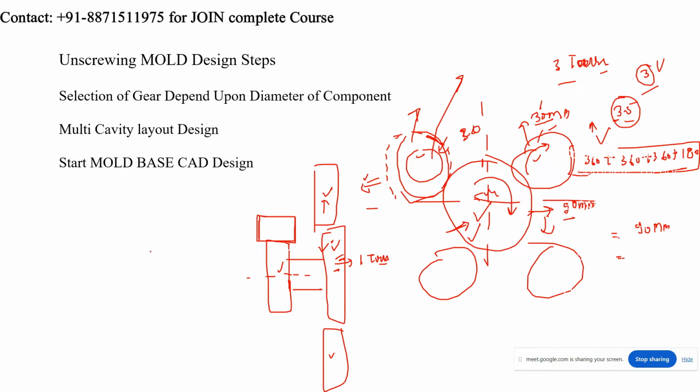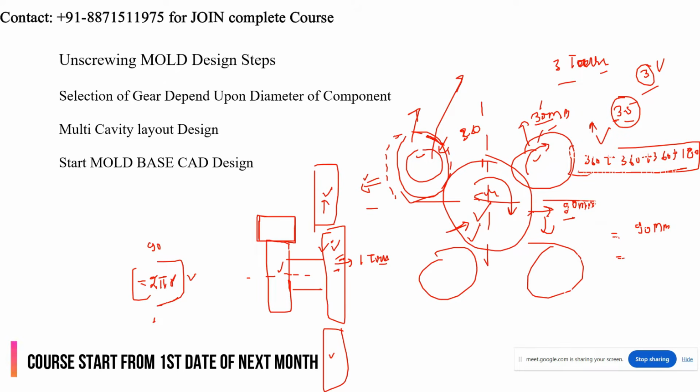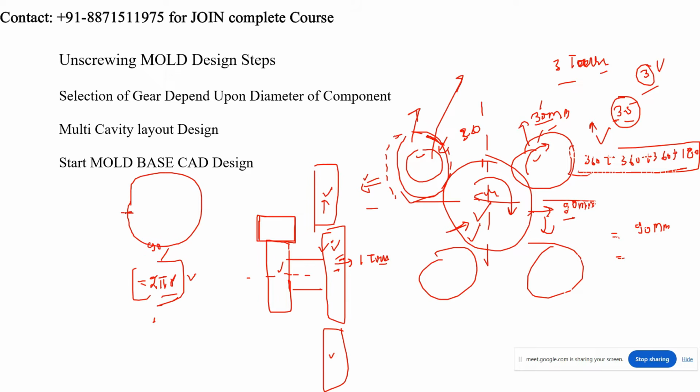What is the PCD of the center gear? 90. So how to find out the circumference for this? 2 pi r, right or wrong? This is the basic thing. By 2 pi r you will get the linear distance. If I break this circle from here, you will get the linear distance, right? So I need this linear distance.